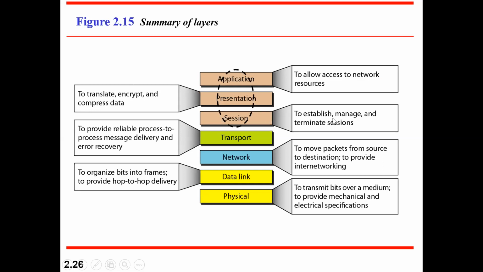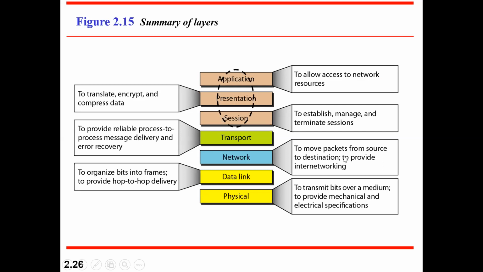Next, with respect to your session layer, it will establish, manage, and terminate the session. That is, it will open the door, close the door. That's all it will do. So the transport layer provides reliable transfer of data from one process to another process, that is, reliable process-to-process message delivery, and error recovery needs to be taken care of by the transport layer.